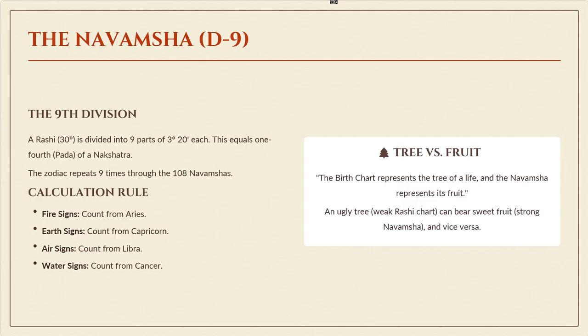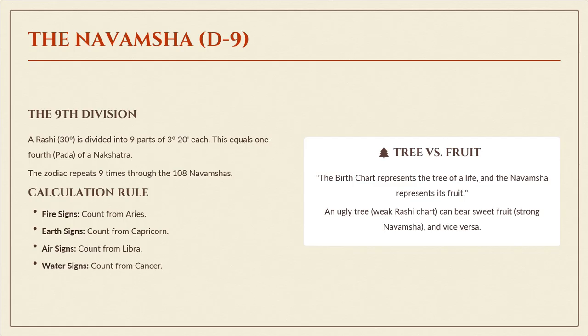So there are other divisions also. D9 is there, D2 is there, D10 is there. D9 tells you a lot about your spouse, your marriage, all those things. D10 is used for your career.